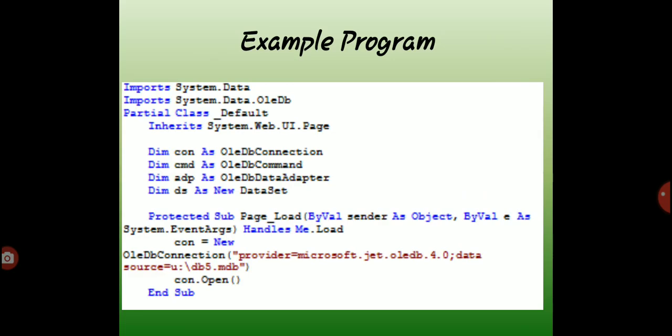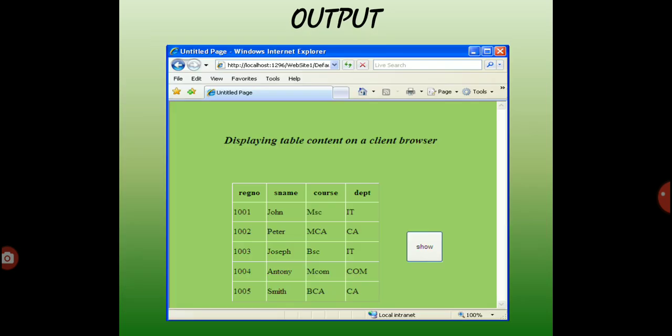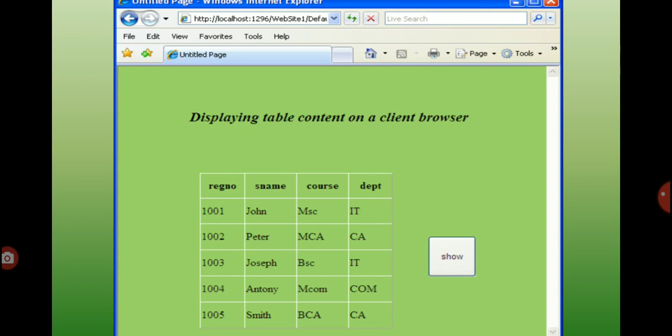That's it. And these are the classes of SQL server: SQL connection, SQL command, SQL data adapter, and SQL error. Right? So this is the example program. When you see this program, you'll nicely understand the concepts we have discussed so far. So before seeing the program, we'll see the output. See, this is the output we'll be getting.